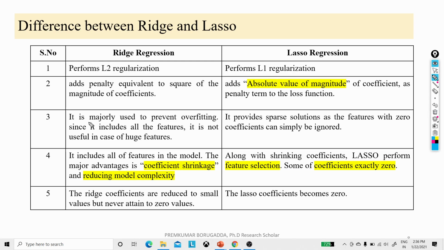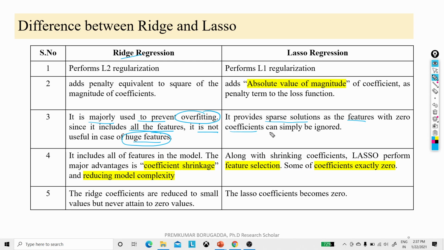Ridge regression is majorly used to prevent overfitting. So for preventing overfitting, you can apply ridge regression. It includes all the features. It is not useful in the case of a huge data set. When the number of input features is huge, ridge regression is not that useful. Lasso, here, also provides a sparse solution as a feature.